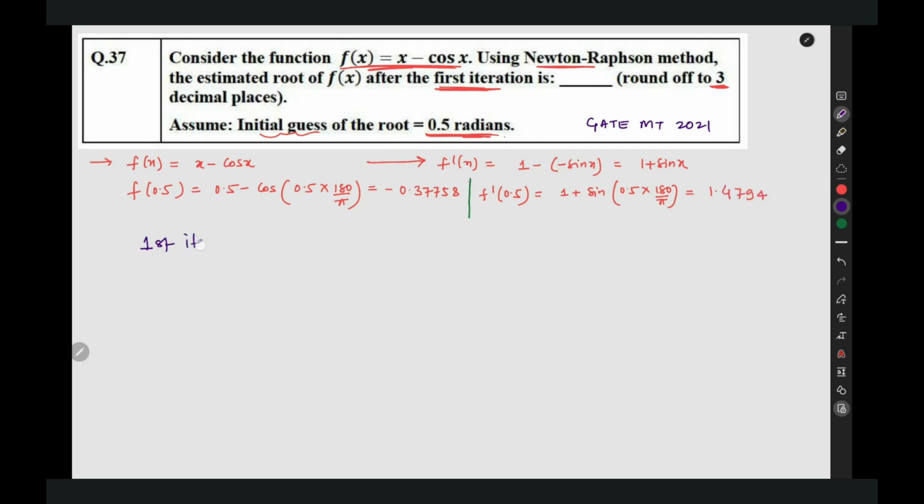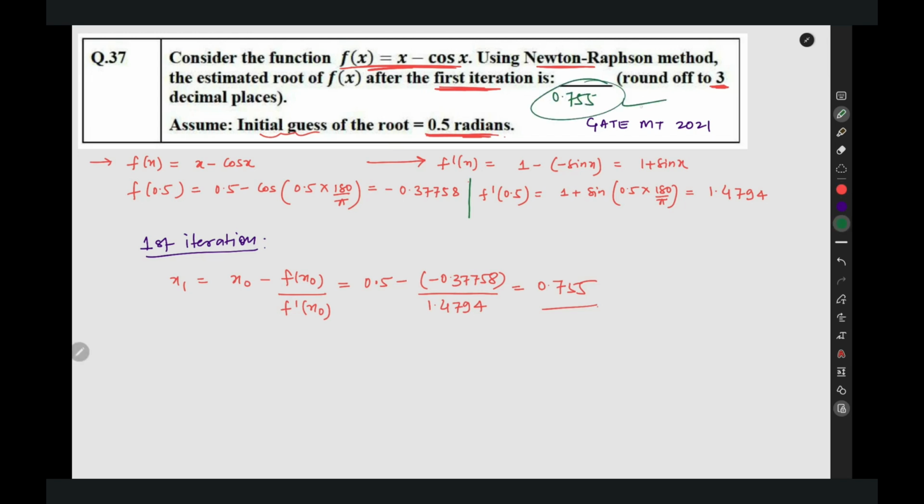First iteration, x1 equals x0 minus f of x0 divided by f dash of x0. It will be x0 is 0.5 minus f of x0 is minus 0.37758 divided by f dash of x0 is 1.4794. So after calculating, we will get 0.755. So up to the third decimal place, after the first iteration we have the value 0.755 as the correct answer for this question.